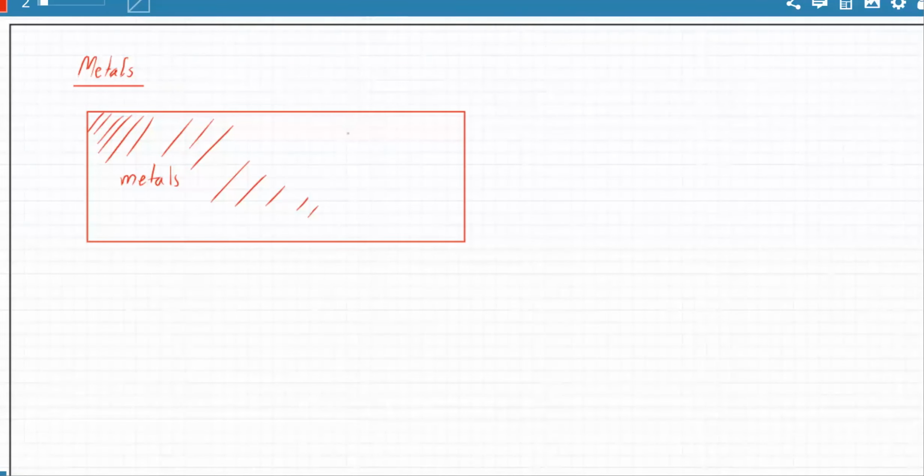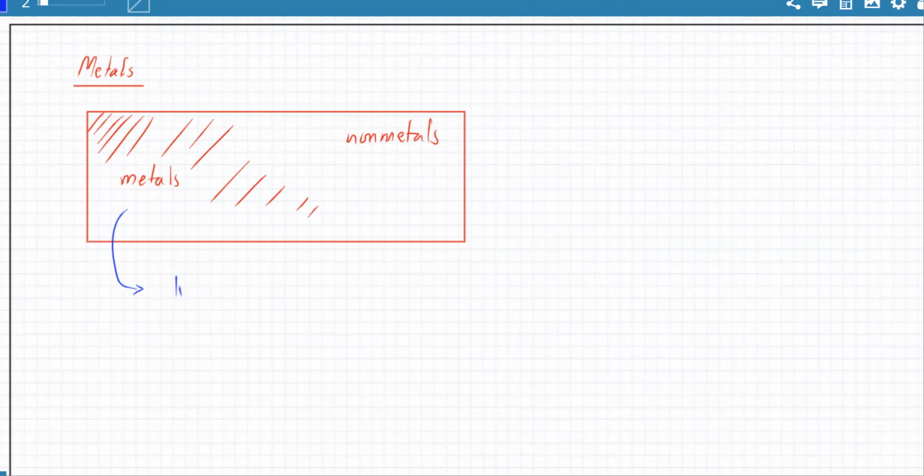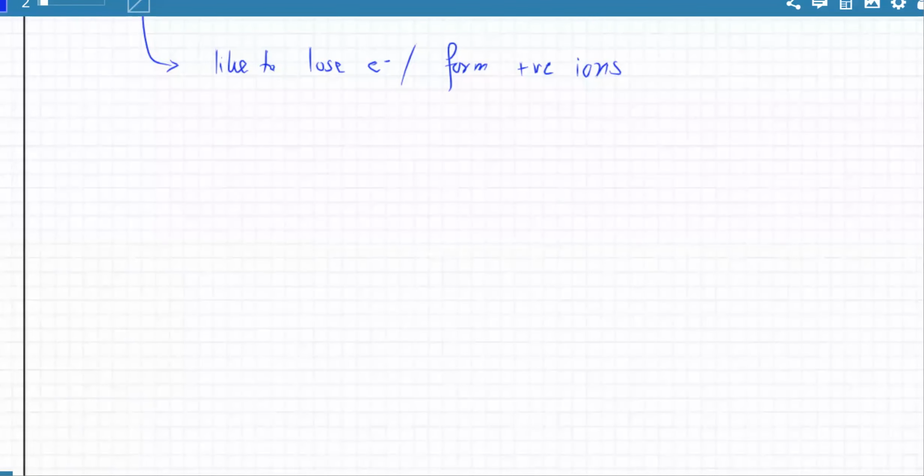The other side is your non-metals. And the main property of metals is that they like to lose electrons. That's the main number one property, which is why you call them metals, is that they like to lose electrons. And they like to form positive ions. I said that's the main property of metals. I'll quickly do the chemical bonding of metals. That's they form metallic bonds.